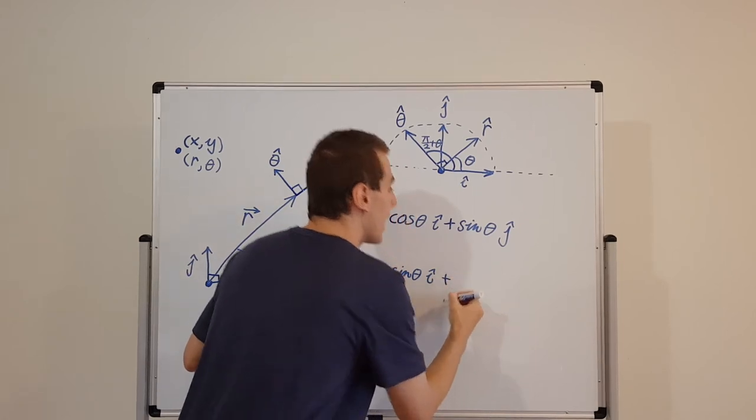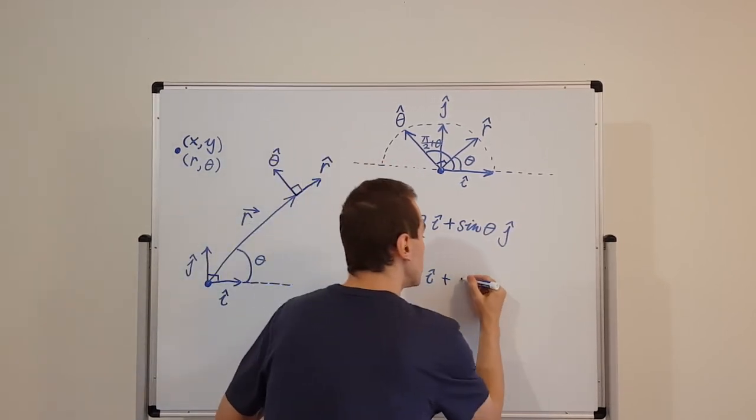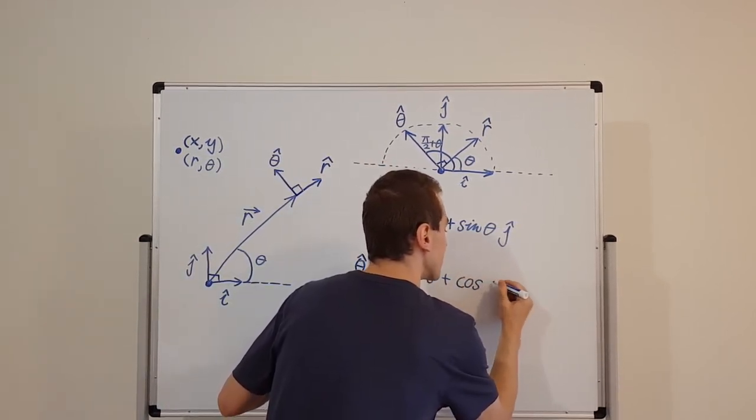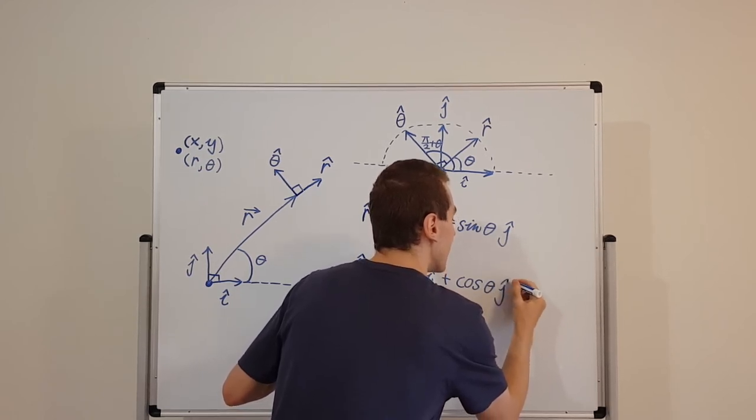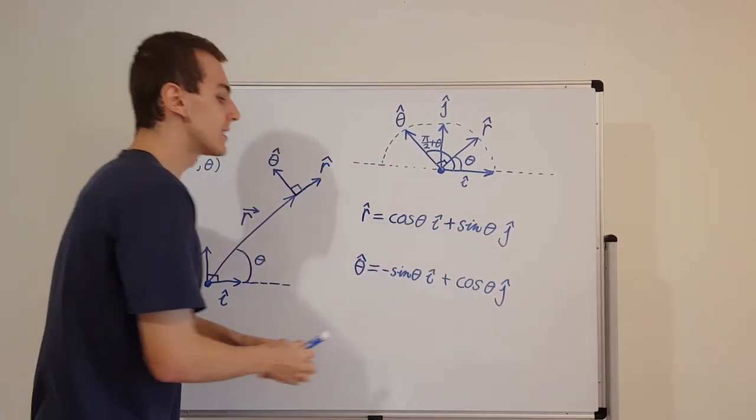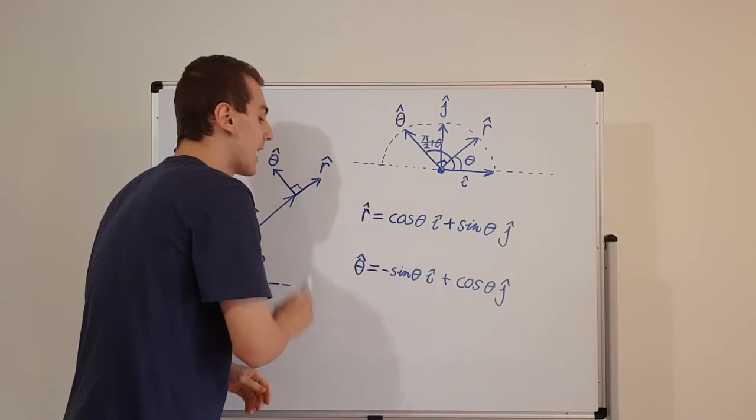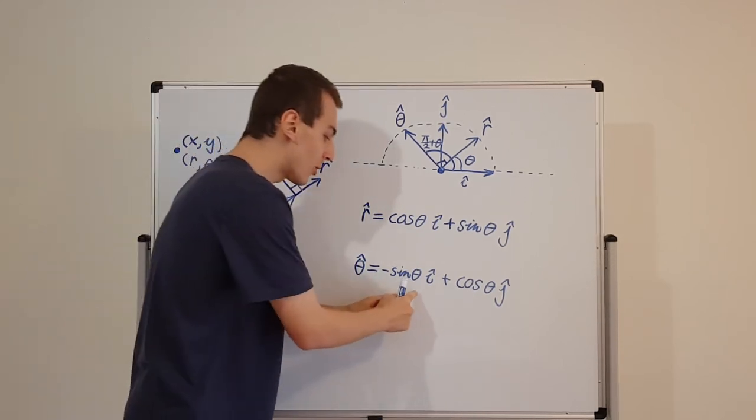And then what happens to sine of theta? Well, cosine of theta is what sine of theta becomes. So now what we have is a relationship that links i-hat and j-hat to r-hat and theta-hat. Can you see what happened over here?